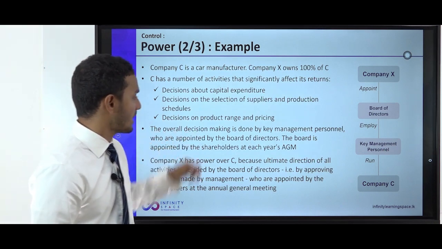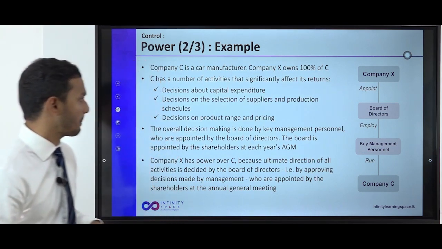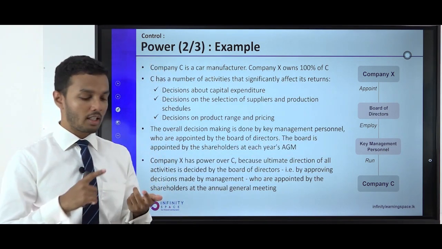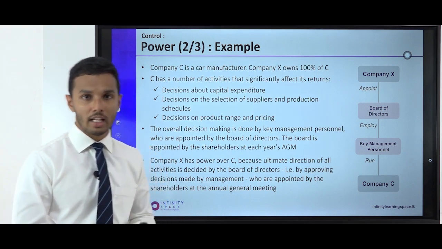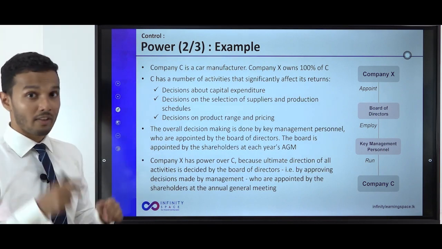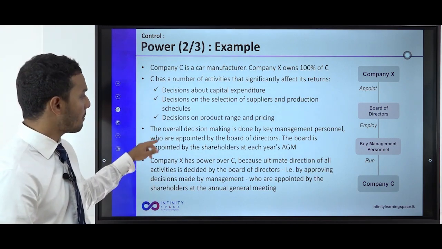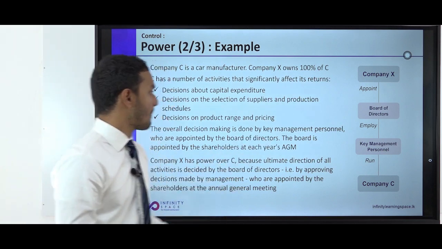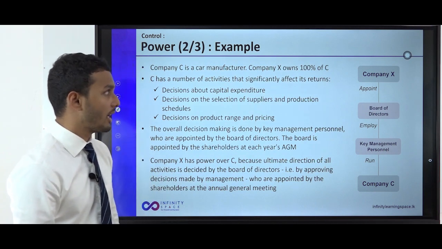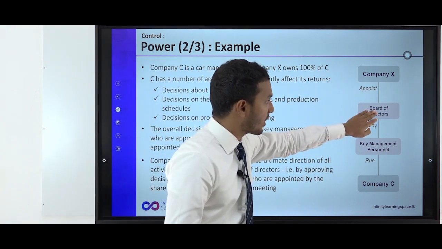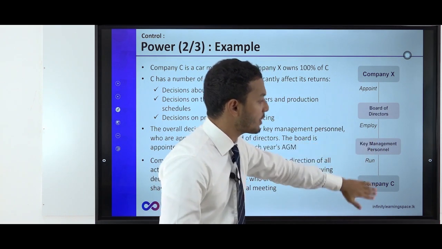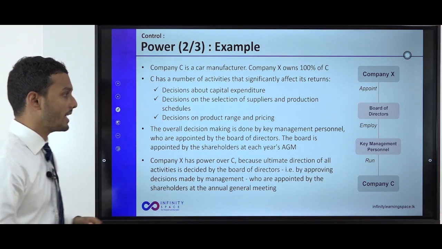Then the overall decision making is done by key management personnel. So key management personnel are people like the CEO, the Chief Operating Officer, the Chief Financial Officer, right? So key management personnel are mainly people like that, very senior management, who are appointed by the board of directors. The board is appointed by the shareholders at each year's AGM. So shareholders appoint the board of directors, who employ the key management personnel, and they are the ones who run the company on a day-to-day basis, right?